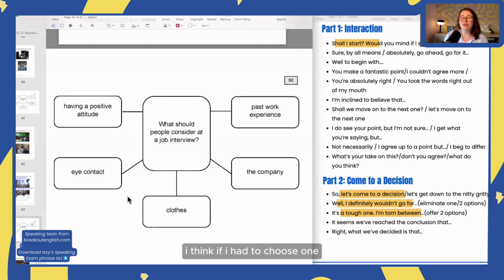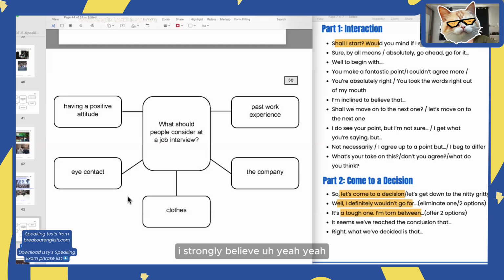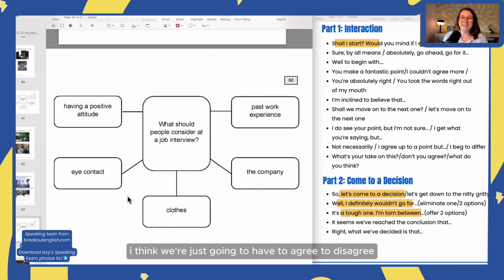I think if I had to choose one, I'd probably go for having a positive attitude, because if your mindset is positive, then as we talked about before, it's really contagious. It helps you create a really positive work environment, and then everything else after that is going to be easy peasy. I strongly believe, yeah, you're completely right. I strongly believe that giving a good impression is great, but I'm still sitting on the fence. What do you think about the past work experience? I think we're just going to have to agree to disagree, Michaela, because my decision is crystal clear.